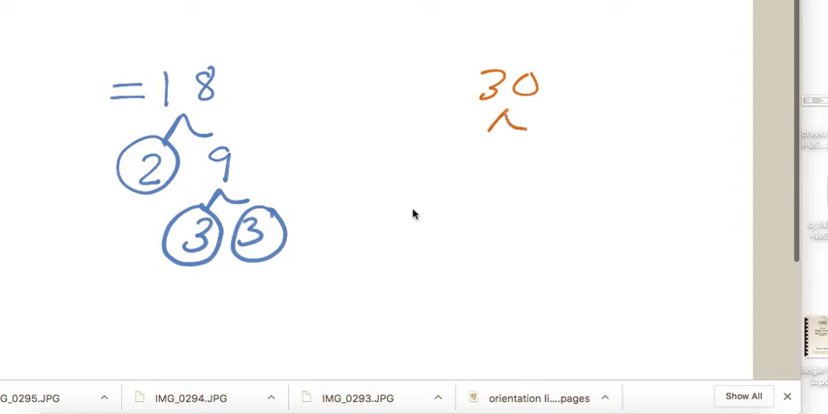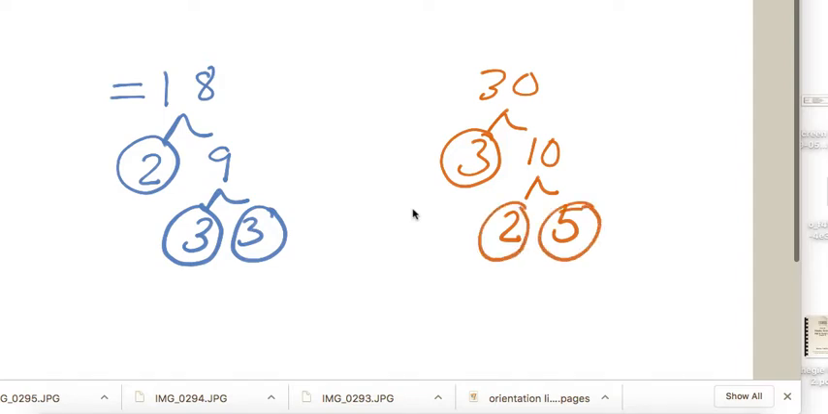Again, I can use 2 times 15, 3 times 10, or 5 times 6. I'm going to go with 3 times 10. 3, I'm going to circle because it's prime. Can't make it any lower. And then I'm going to go with 10, which is 2 and 5. 2 times 5 gives me 10. Again, I ask myself, are those prime numbers? Yes, they are. Then I've got to try to find my matches.